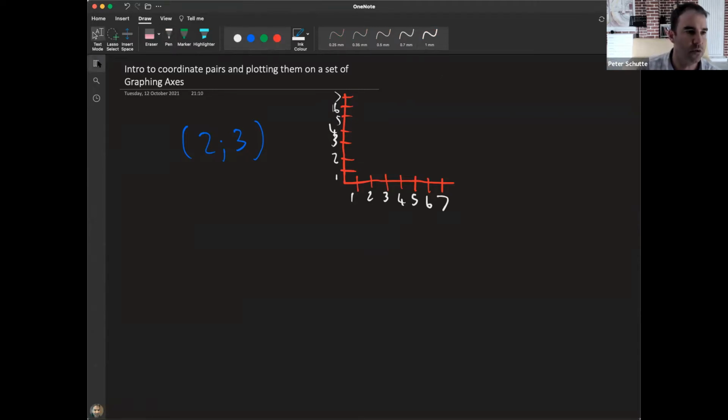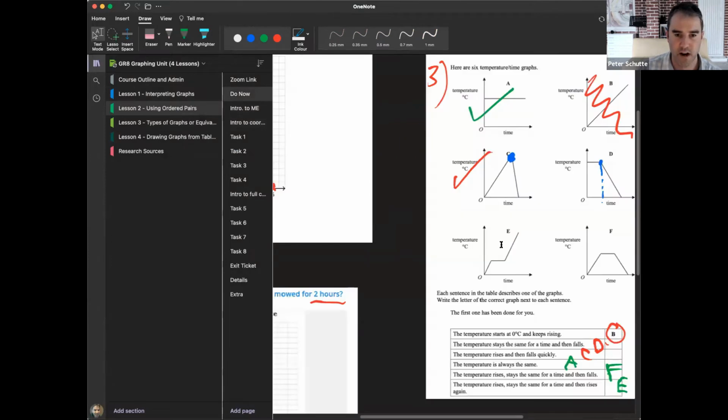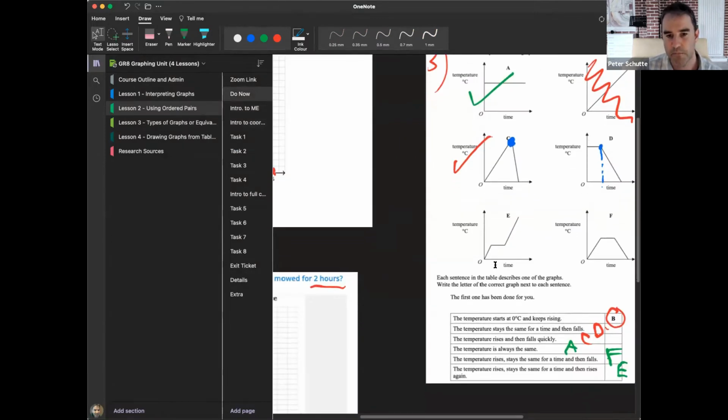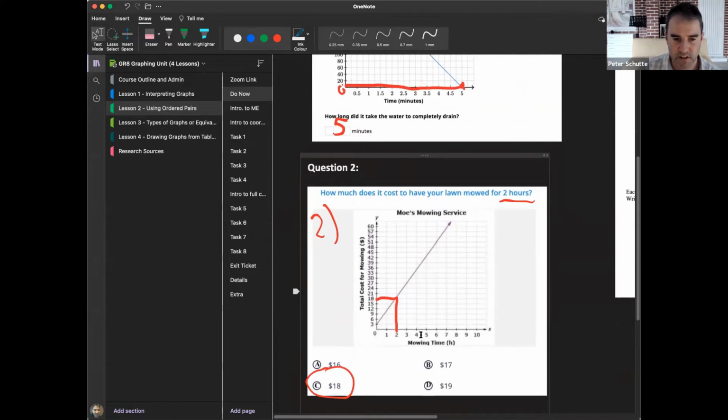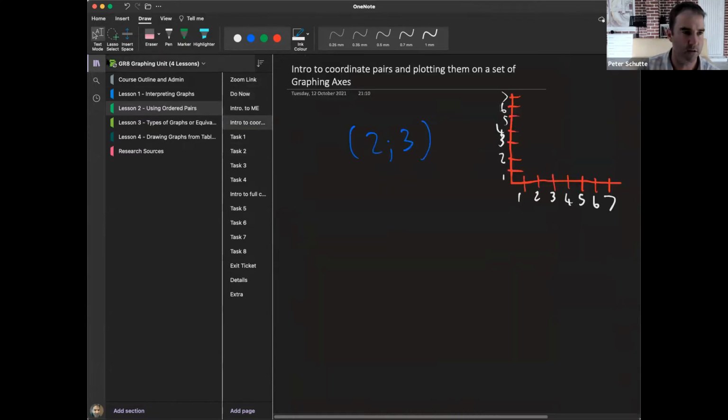If we go back to the first question, I'm just going to pop back to the do now. You'll see that even though there weren't markings, temperature was on the vertical axis, or the vertical line, and time was on the horizontal. It just didn't have any numbers. It was just what we call a global graph. It had sort of a trend or a shape. But if we look at something like this, Mo's mowing service, you'll see that there are markings for hours along here, and markings for the cost of mowing over here. So in order to draw graphs, you have to know how to get the individual points that make up the shape. And that's what I'm going to introduce you to now.